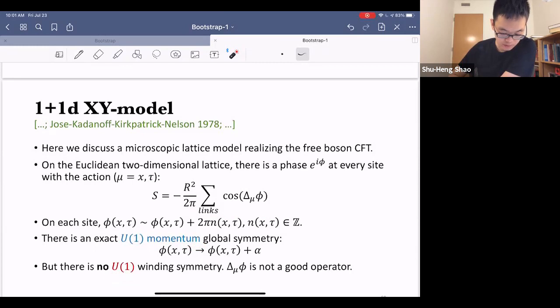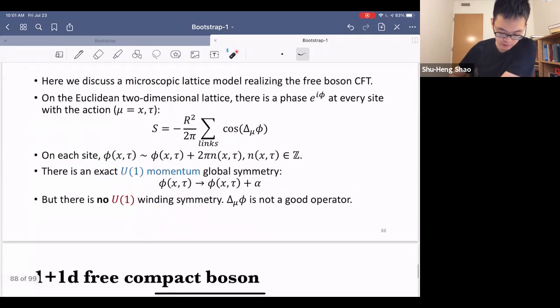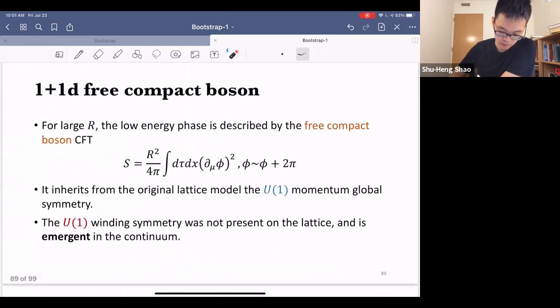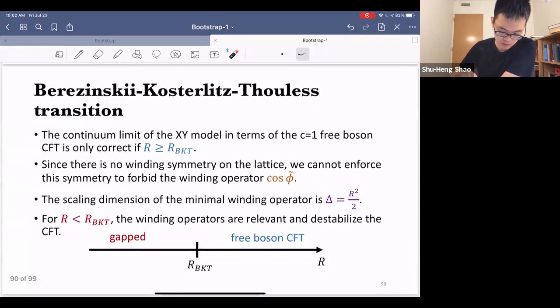We only have the U1 momentum, and the winding is not there. Only when the radius is large do we flow to the continuum field theory of the free boson, and there's an emergent winding symmetry. The phase diagram looks like this, as we discussed yesterday. For large radius, it's gapless. For small radius, it's gapped.